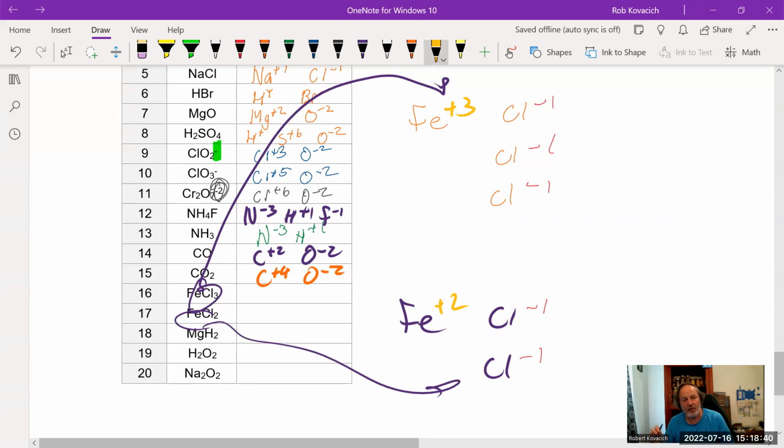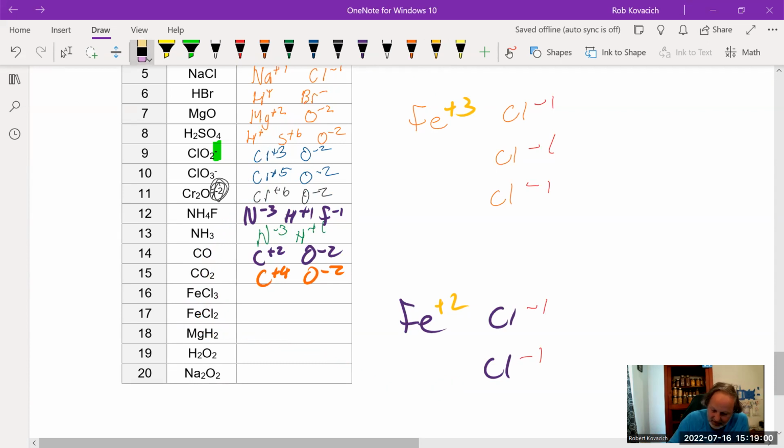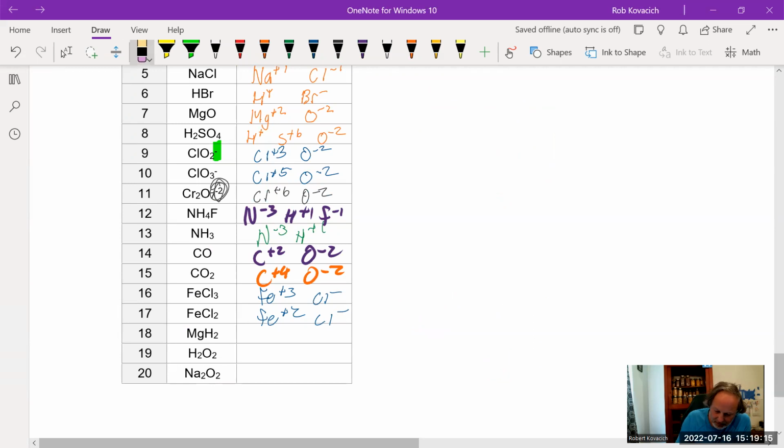So these are 2 different compounds. They have different colors. They have different solubilities. They have different melting points. They have completely different chemical reactivity. So that's why I need to identify them differently. And so we'll talk about how to name these 2 compounds a little bit later. So down here, I'm going to write Fe with a +3 charge and chlorine with a -1 charge, and Fe with a +2 charge and chlorine with a -1 charge.